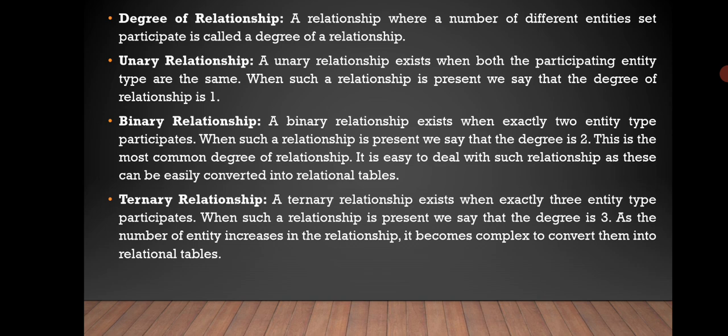The binary relationship exists when exactly two entity types participate. When such a relationship is present, we say that the degree is 2. This is the most common degree of relationship, and it is easy to deal with as these can be easily converted into relational tables. A ternary relationship exists when exactly three entity types participate. When such a relationship is present, we say that the degree is 3. As the number of entities increases, the relationship becomes complex and it is harder to convert into relational tables.